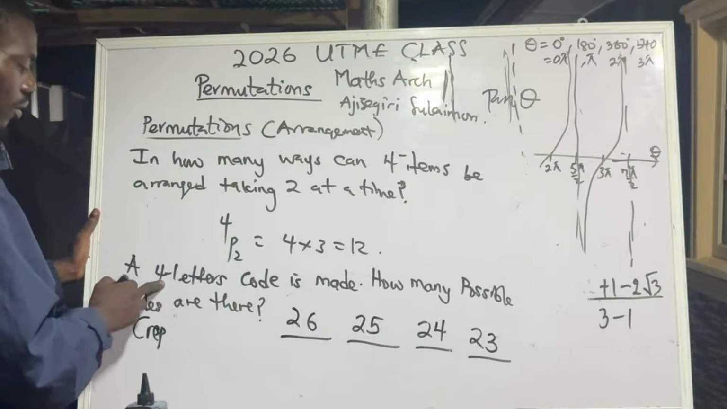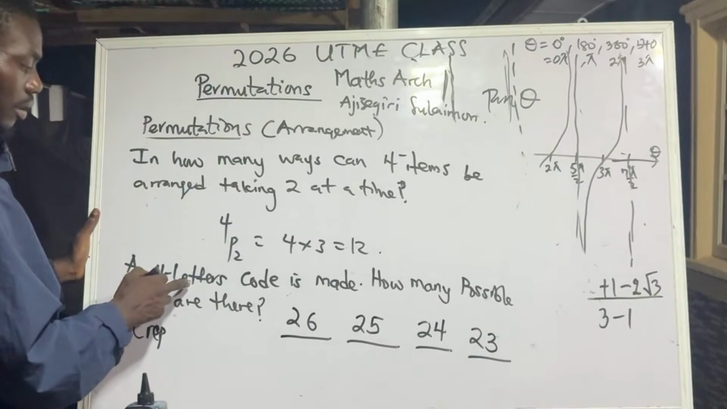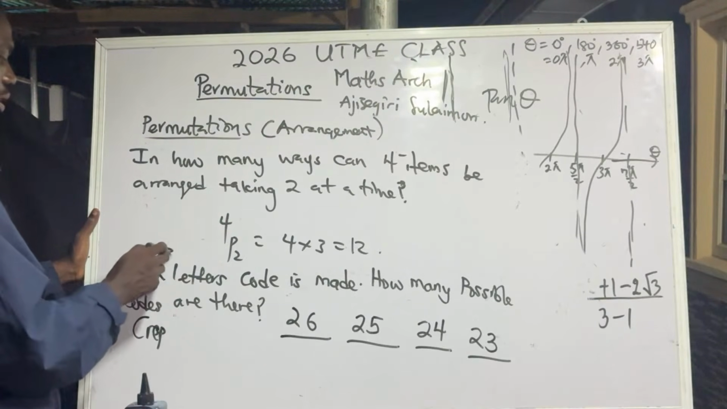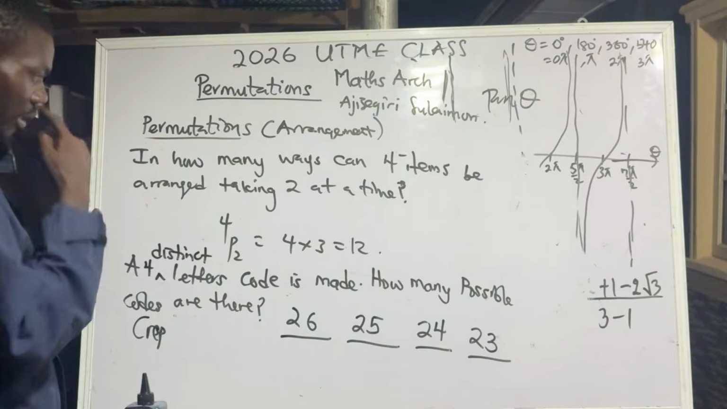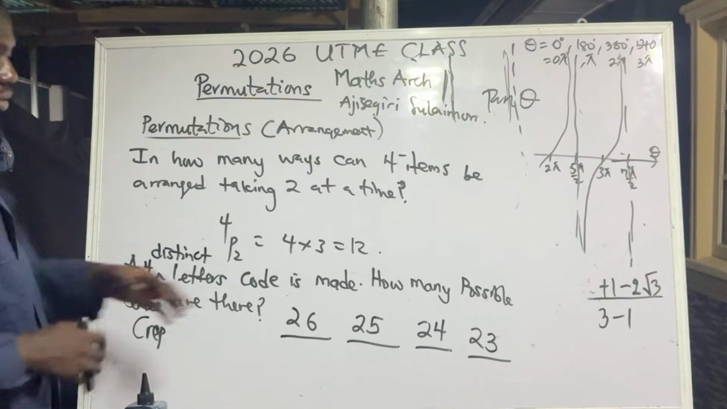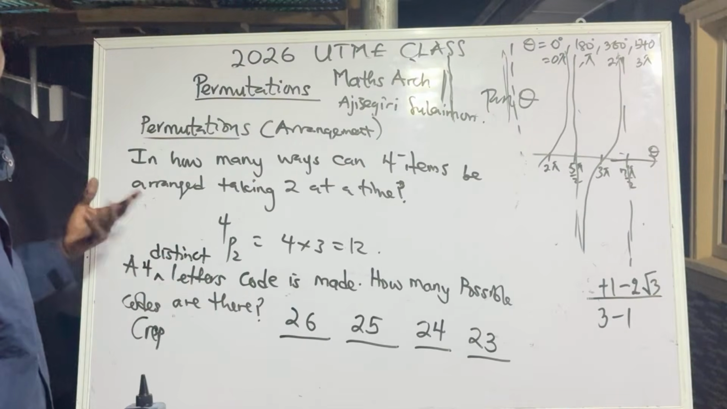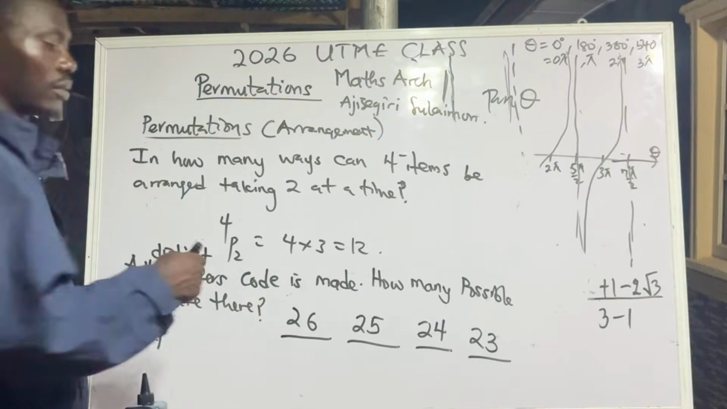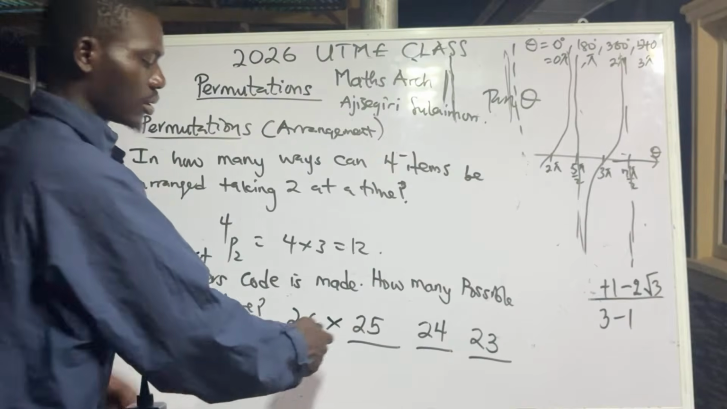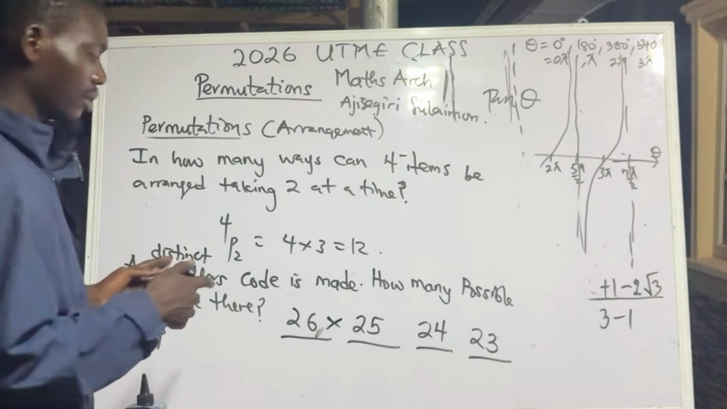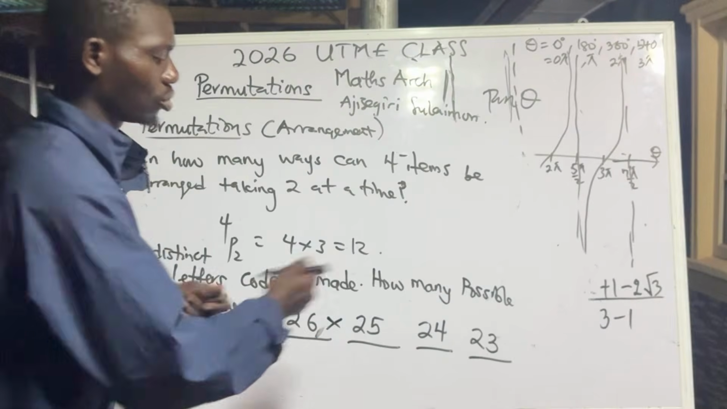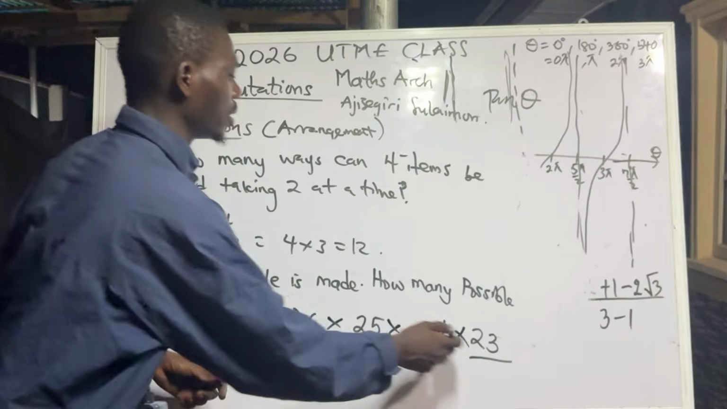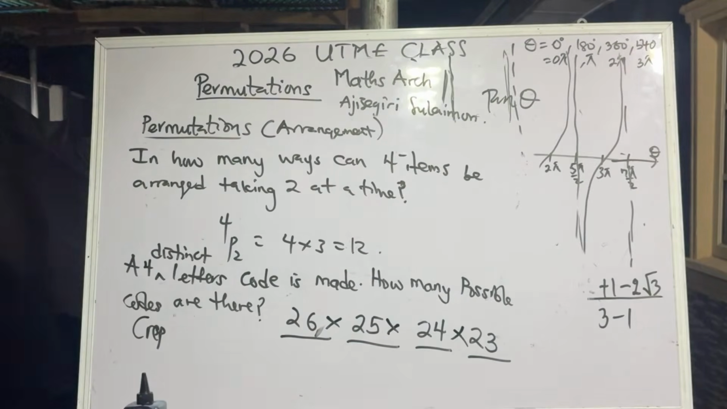I should have put in the question that repetition is not allowed. Let's say a 4 distinct letter code is made. How many possible codes are there? What it is saying is that there's no repetition. That's the meaning of distinct. So we have 26 letters of the alphabet. Since repetition is not allowed, the next one will have 25 options. Anything we've used here, we cannot use again. We'll have 24 options there, and 23. So it is as simple as that.